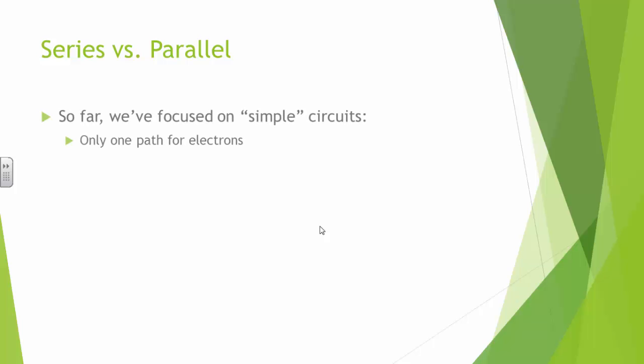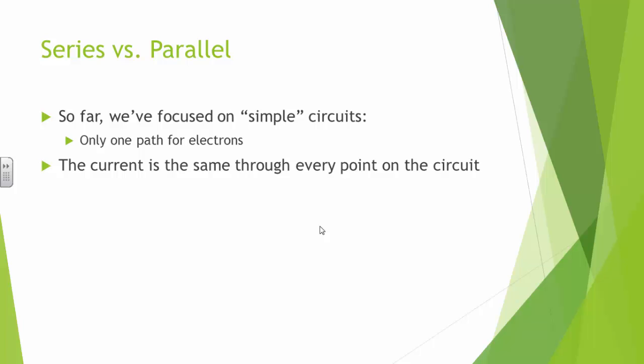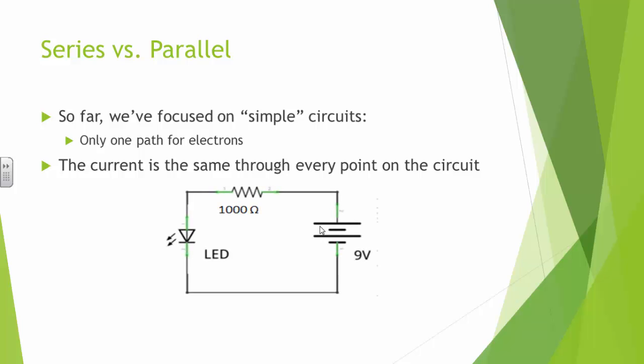And this is where we start to talk about a different approach to designing circuits. So far, we've focused on these simple series circuits that have only one path for electrons. And the current is the same through every point in the circuit. We call this the Congo line principle. So if we choose to measure the current at any node in our circuit, the current will be exactly the same.